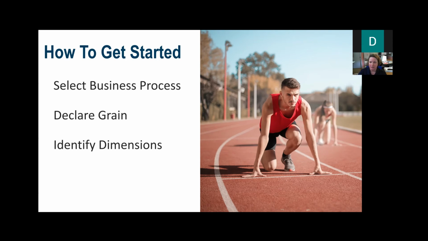Identify those dimensions. Figure out the who, the what, the where, the when, the why, the how, those descriptive or qualitative attributes that you want to be able to measure things by. And then define the facts. What are the things that you're trying to measure in that business process? So that's how you're going to get started.